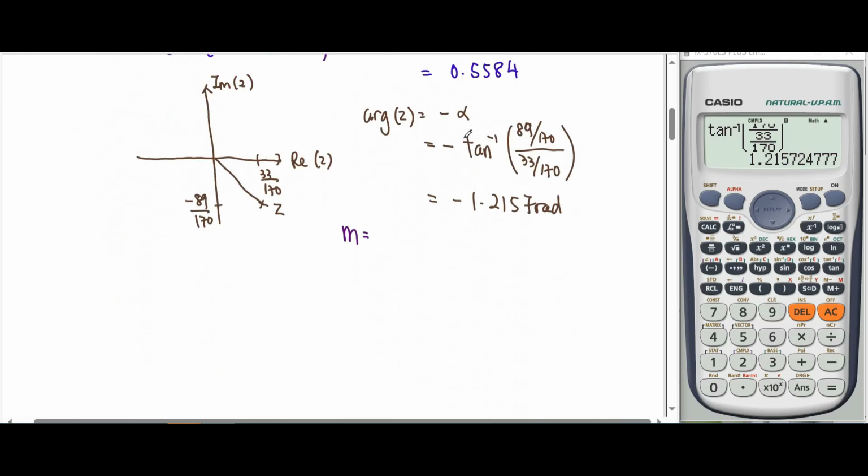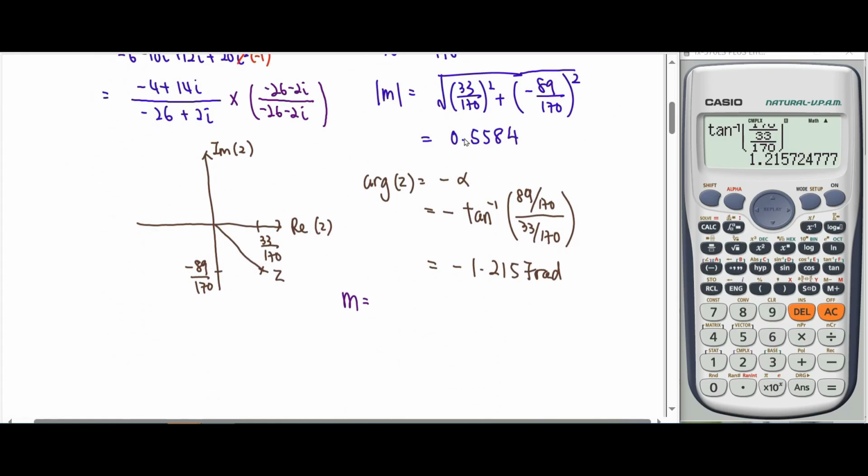Expressed in polar form, we will start with the modulus 0.5584 in the bracket cos theta plus i sine theta. Alright, so this is our polar form for our complex number.